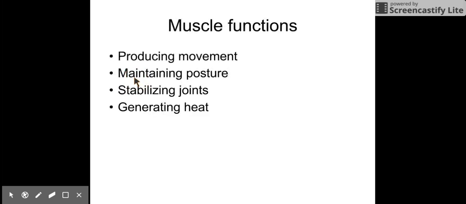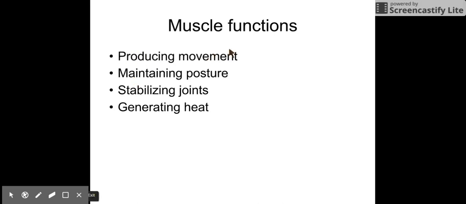This is our introduction into the muscle unit. We will be talking about muscle functions, muscle tissue types. We'll be talking about how muscles are structured. We'll be talking about, of course, some muscle terminology that will help us move forward in our muscle unit. So let's begin with muscle functions.